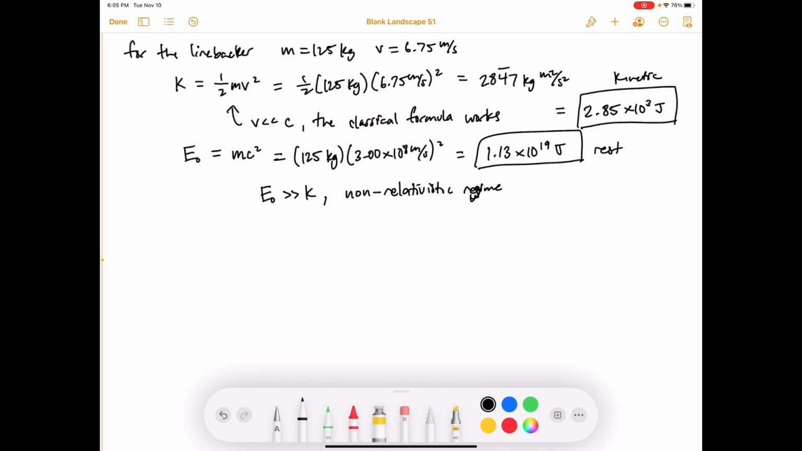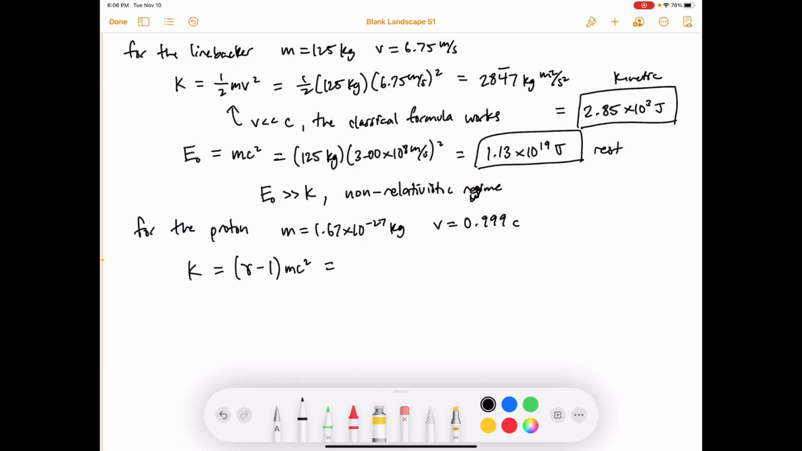Okay, now if we consider the proton, the mass is 1.67 × 10^-27 kilograms, and the speed is 99.9% of the speed of light, 0.999c. For the kinetic energy, I'm not going to be able to use the classical physics formula because we're not in the low speed limit where v is a lot less than c. Instead, I have to use the relativistic formula, which is K equals (gamma minus 1) times mc squared.